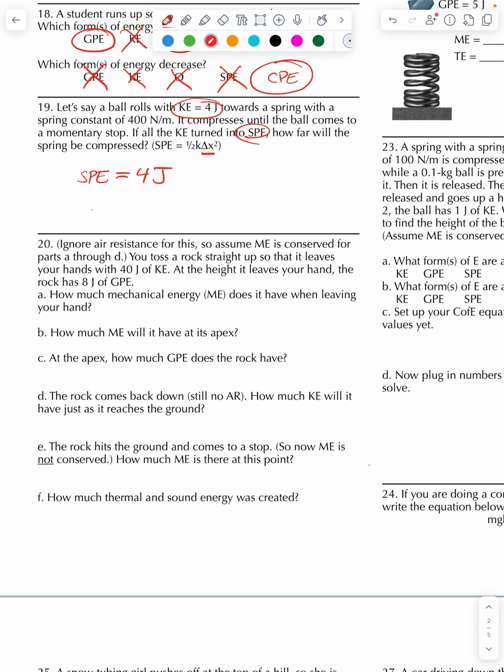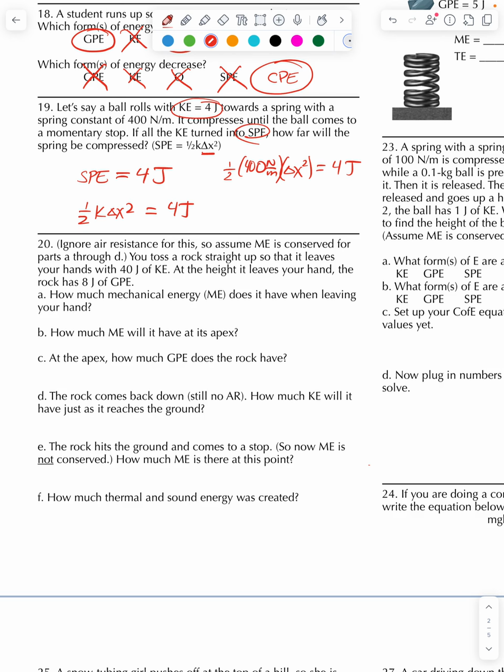Now we have an equation for this. So the SPE is equal to 1/2 K delta X squared. So that's 4 joules. So let's plug that in. 1/2, the spring constant is 400 Newton meters. I'll probably just leave out the units just to quickly get an answer. You're not showing your work, remember, for the final. Equals 4 joules.